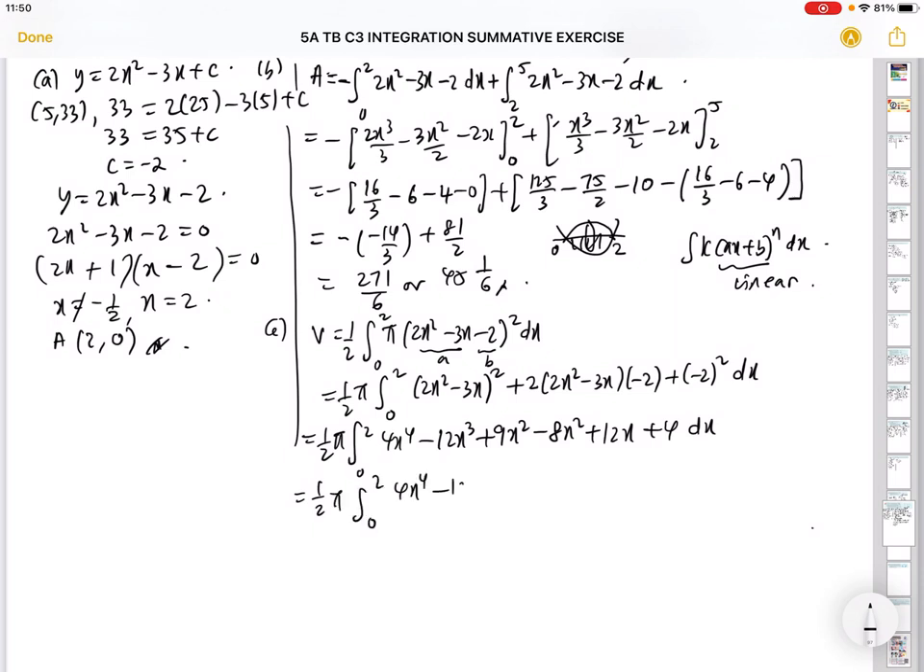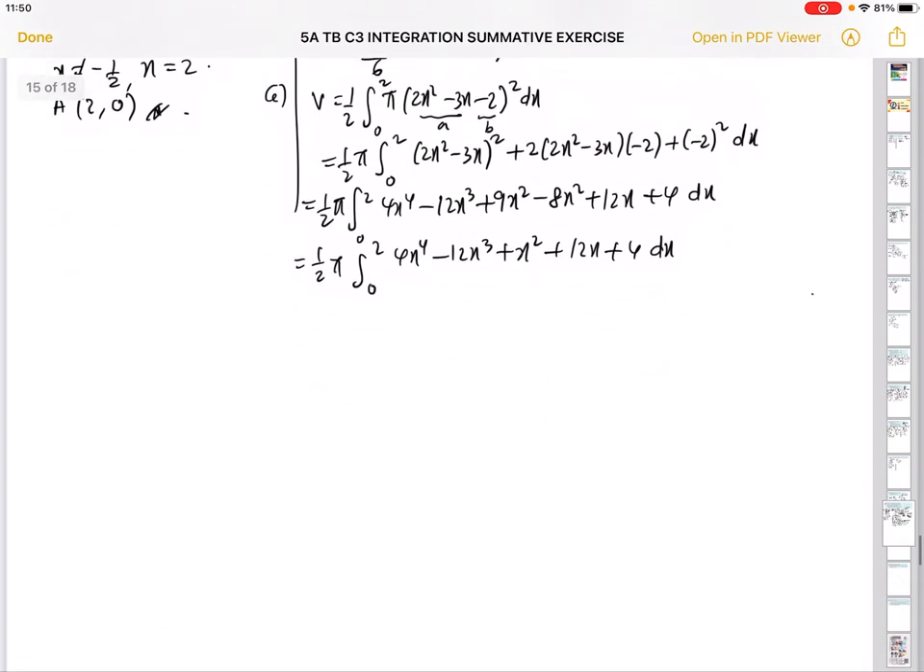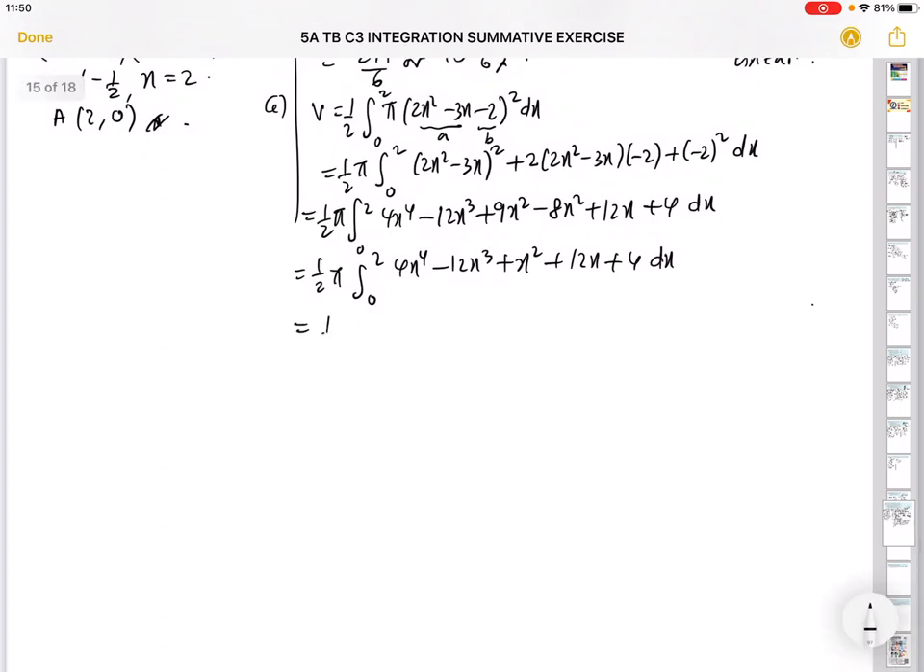Okay, move this up a little bit more. Right, okay. Now this will be then 4x power 5 over 5. Now x power 4, 12 divided by 4, left with 3. This is x power 3 over 3. 12 divided by 2 is 6, 6x squared. This is 4x, lower limit 0, upper limit 2.